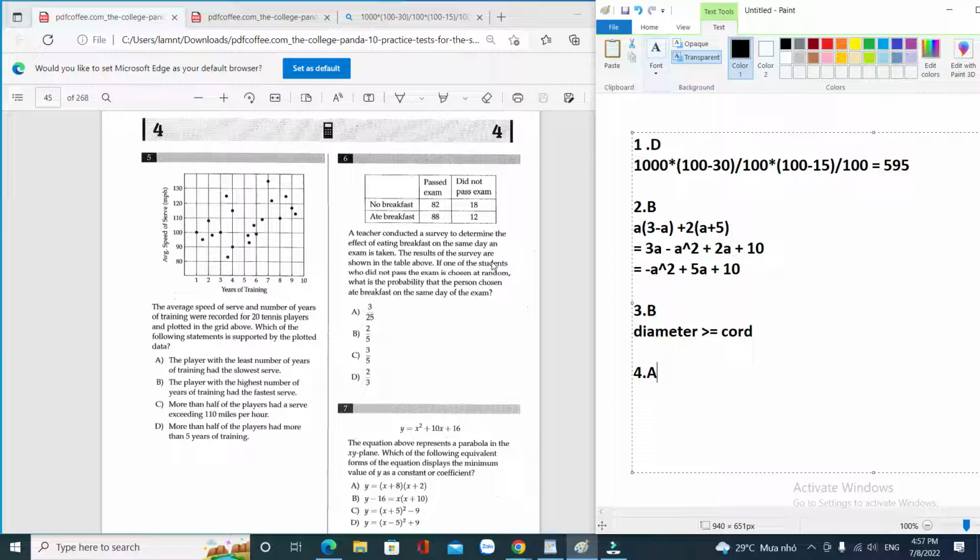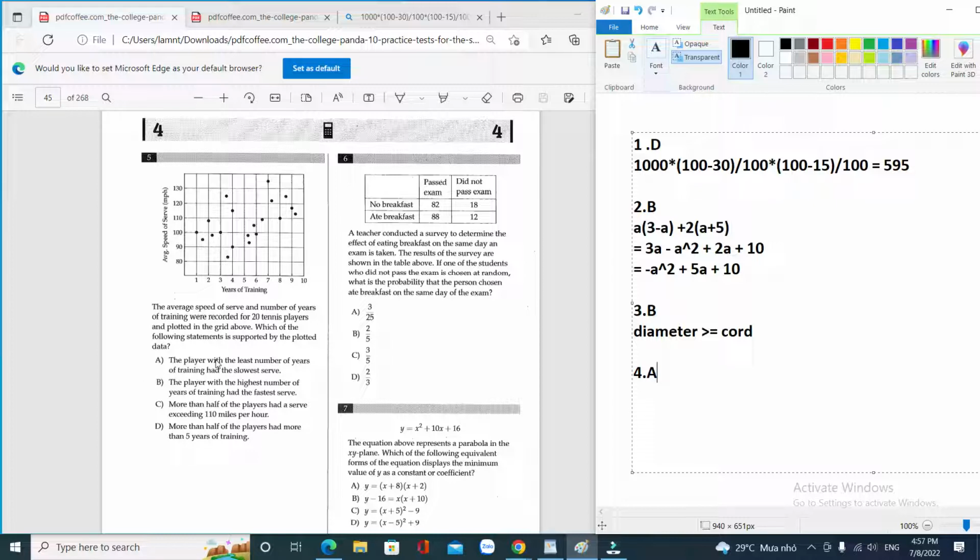Number 5. The average serve speed observed and number of years of training recorded for 20 tennis players was plotted in the grid above. Which of the following statements is supported by the plotted data? Okay, A: the player with the least number of years of training had the slowest serve. That's wrong, because that guy had 1 year of training and doesn't have the slowest serve. The slowest serve belongs to someone with 3.5 years of training. So 5 A is not correct.